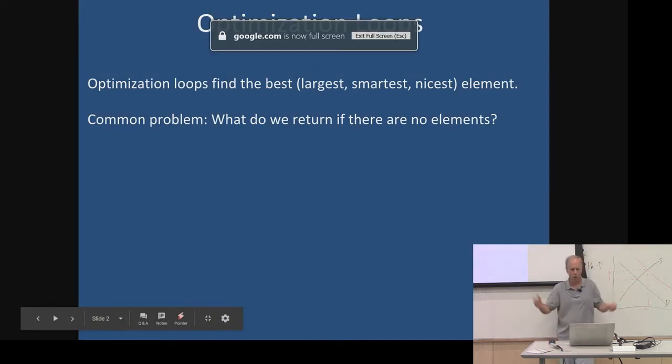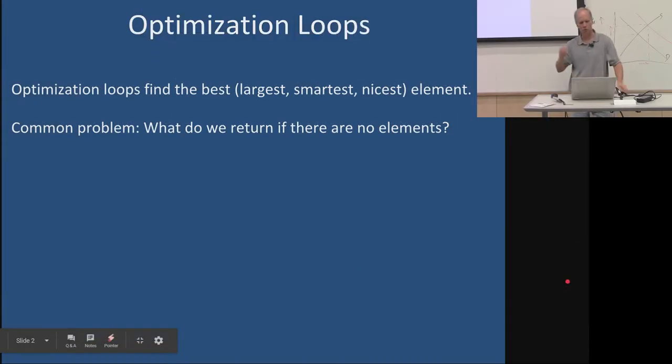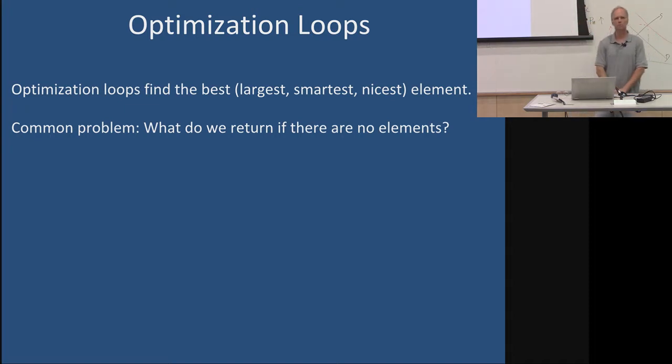So we're trying to find the largest, the smartest, the nicest, whatever, some superlative. And a common problem comes, what if there aren't any elements? What if you're asked to find the best in an empty set? Who has the highest GPA from this set of students, and the set is empty? What are you supposed to return as an answer to indicate that there was nothing to choose from?